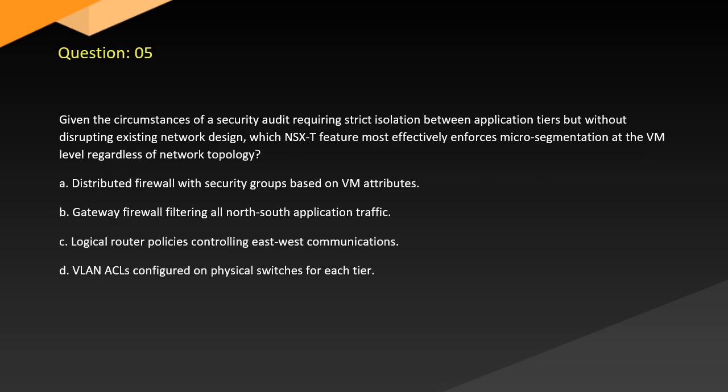Question 5. Given the circumstances of a security audit requiring strict isolation between application tiers but without disrupting existing network design, which NSX-T feature most effectively enforces microsegmentation at the VM level regardless of network topology? A. Distributed firewall with security groups based on VM attributes. B. Gateway firewall filtering all north-south application traffic. C. Logical router policies controlling east-west communications. D. VLAN ACLs configured on physical switches for each tier.